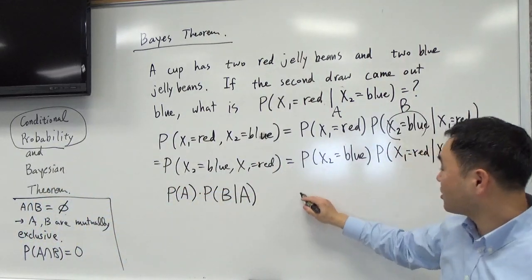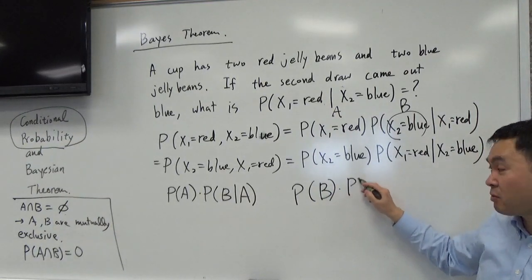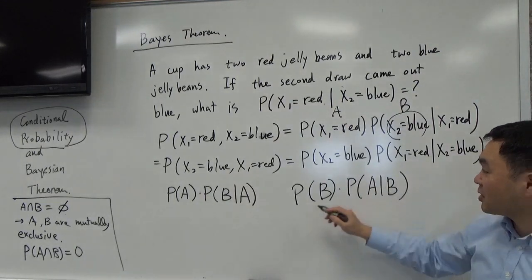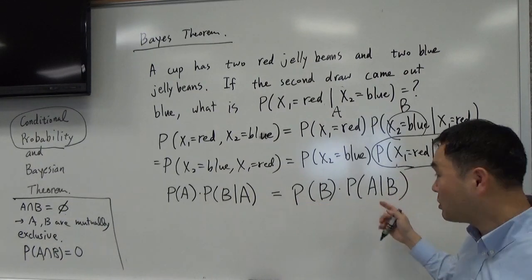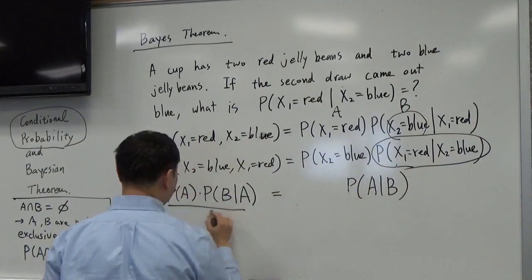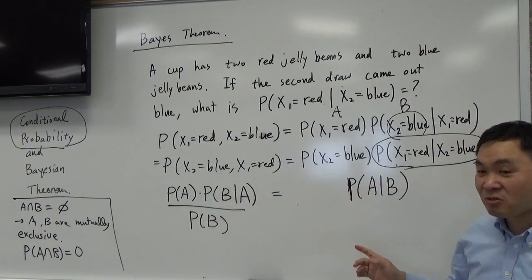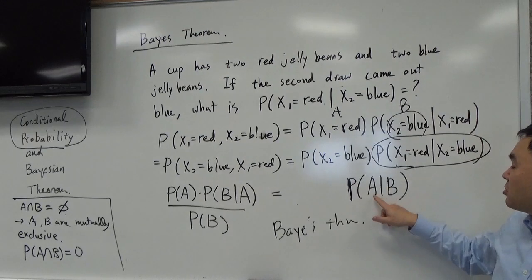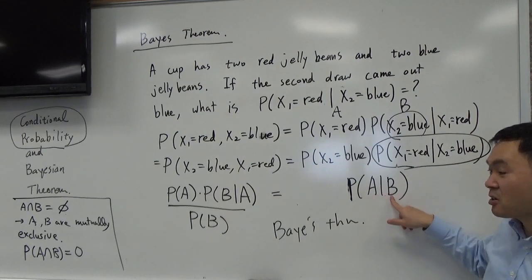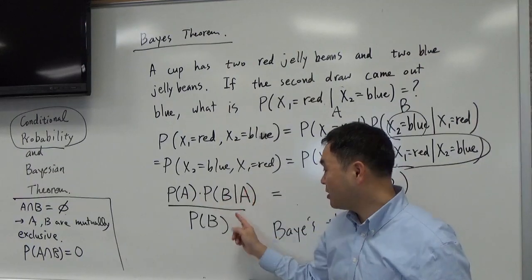And the second one reads, can you rewrite this using A and B? P of B times P of A given B. Okay, so they're the same, right? And we want to know this, isn't that right? Yeah, that's what we want. So we divide both sides by P of B. And then here we have a nice formula, which is called the Bayes theorem, which says if you want to know the probability that A would happen under the condition B, you multiply P of A and P of B given A, so that this is really P of A and B, divided by P of B.